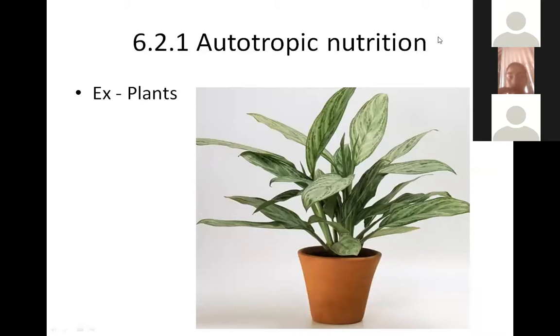So good afternoon, students. Today we'll be starting with our new subtopic, that is autotrophic nutrition. Before this, we have also learned that there are two types of nutrition in our previous class.